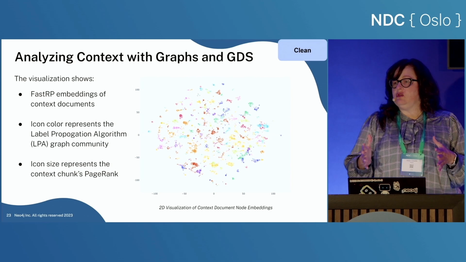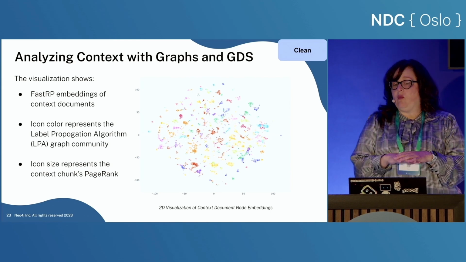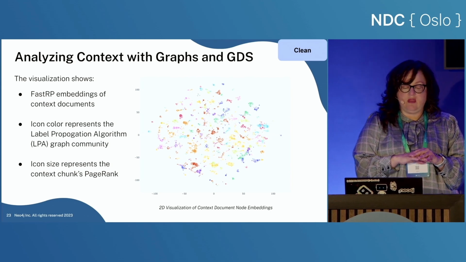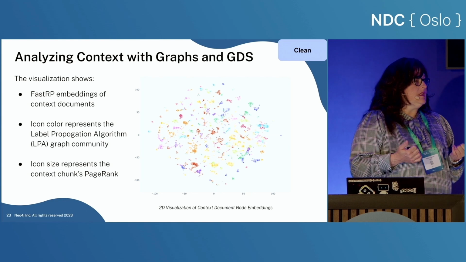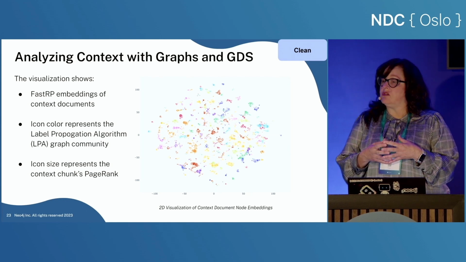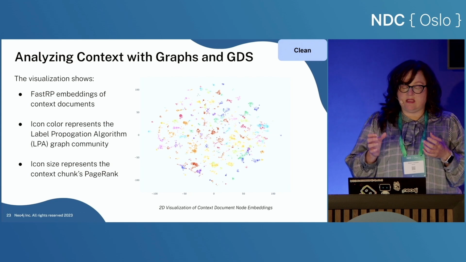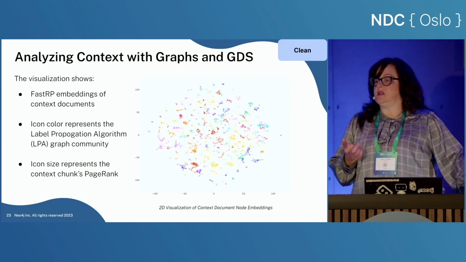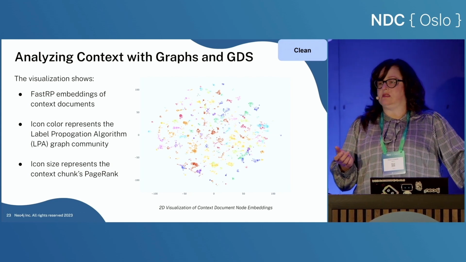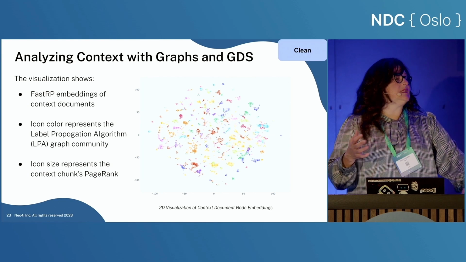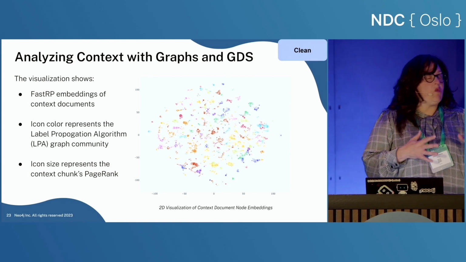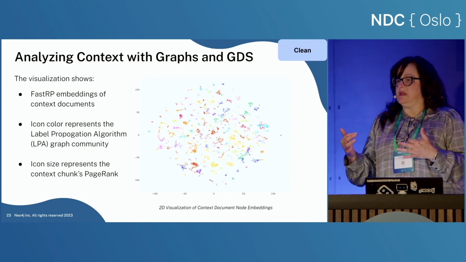So this is a 2D representation of what's in the database itself. We went through and ran community detection to understand the clustering and the groups of documents that we had. The size also represents the content's page rank or its importance. So how connected is it to other nodes? How does it fit within that space?